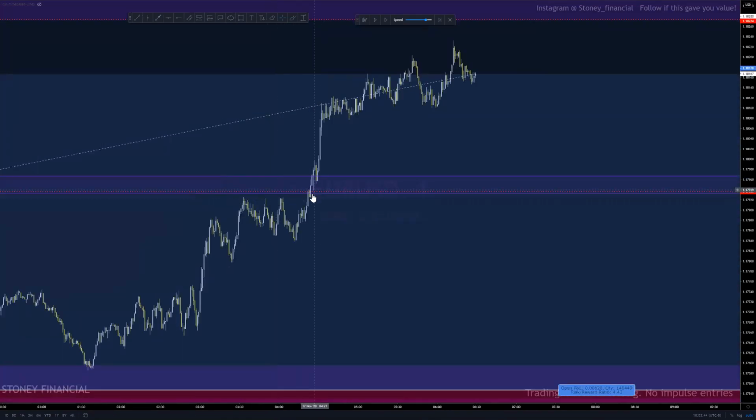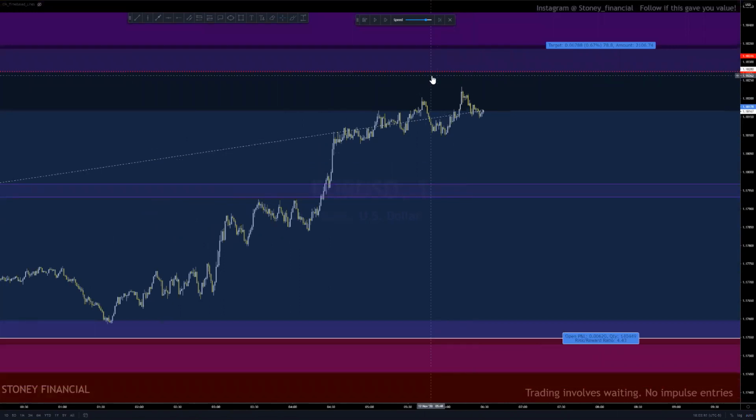So even if I was awake to watch it, there was nothing here to tell me that this trade wasn't going to get taken. So that level was busted straight through. Another level we are watching is this level.